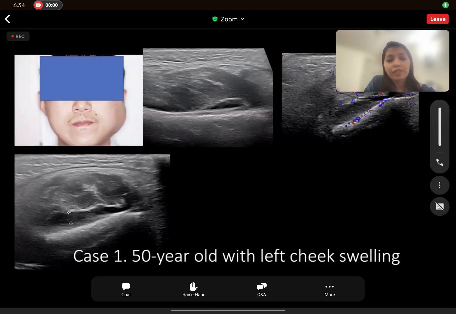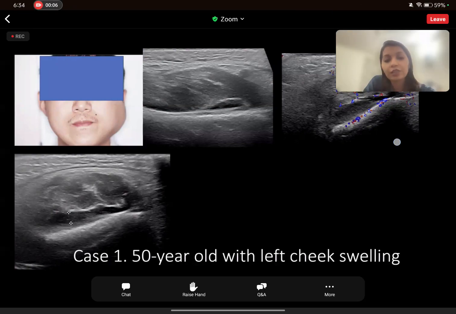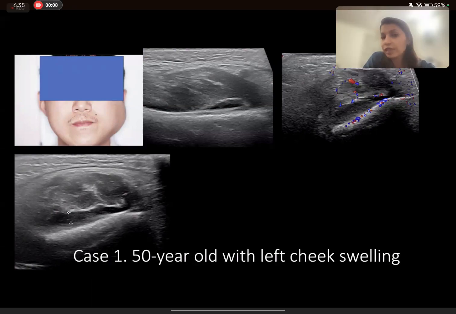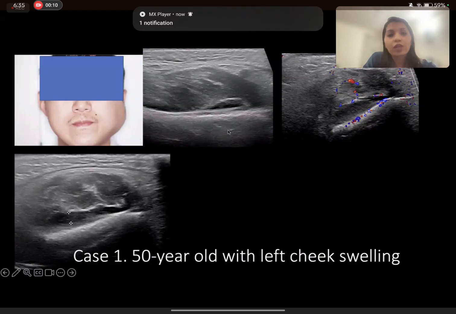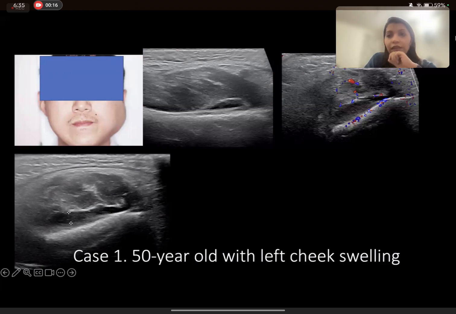What I'm going to do is present you with these images. I'll give you a few seconds to analyze the images and collect the thoughts in your head and come up with a diagnosis in your head. So, ultrasound images of this 50-year-old. Have a look at what is showing.